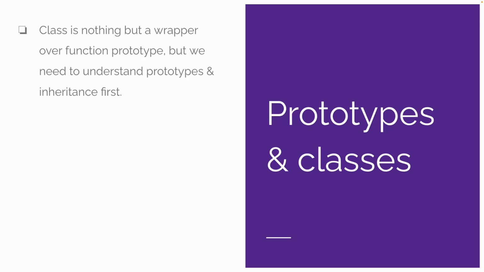The next feature we are going to discuss is prototypes and classes. A class is nothing but a wrapper over a function prototype. But we need to understand prototypes and inheritance first. By design, JavaScript is object oriented. So there is no concept of classes to begin with, but only objects. And that's why we call it OOP or object oriented programming.